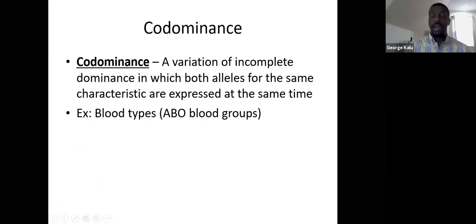The next type of inheritance pattern we're going to see is called codominance. Codominance is a similar kind of thing to incomplete dominance, but instead of blending the two characteristics, each of the alleles will show up in its own glory. An example of this is what we see in blood types. Both of the alleles are going to be expressed at the exact same time. They're not going to blend, but they're both going to show up.